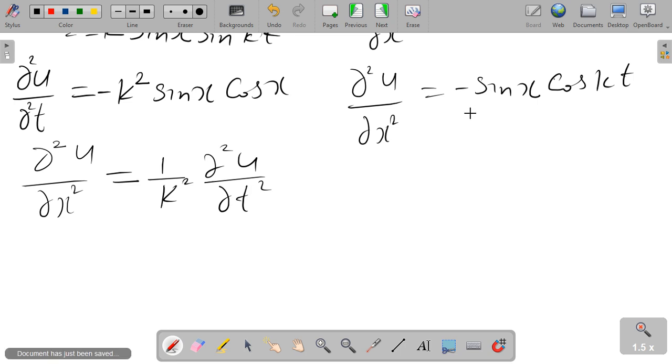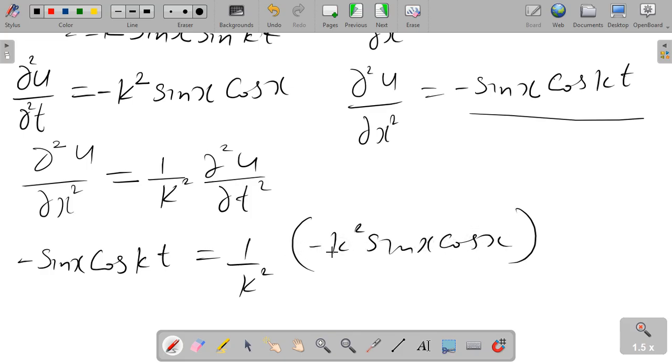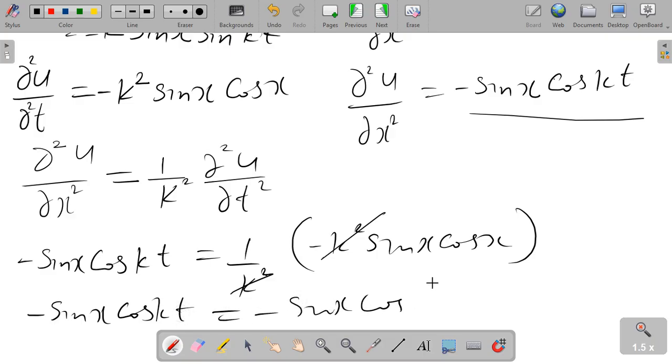We got this one as minus sine x cos kt is equal to, leave your 1 over k squared there, so put the other one. We got it as minus k squared sine x cos kt. So you see that k squared is taking care of k squared, so we're having minus sine x cos kt is now equal to minus sine x cos kt. You see, they are equal. So once it's equal, you say that indeed it satisfies, it is the solution. Indeed, that thing given to you is the solution.